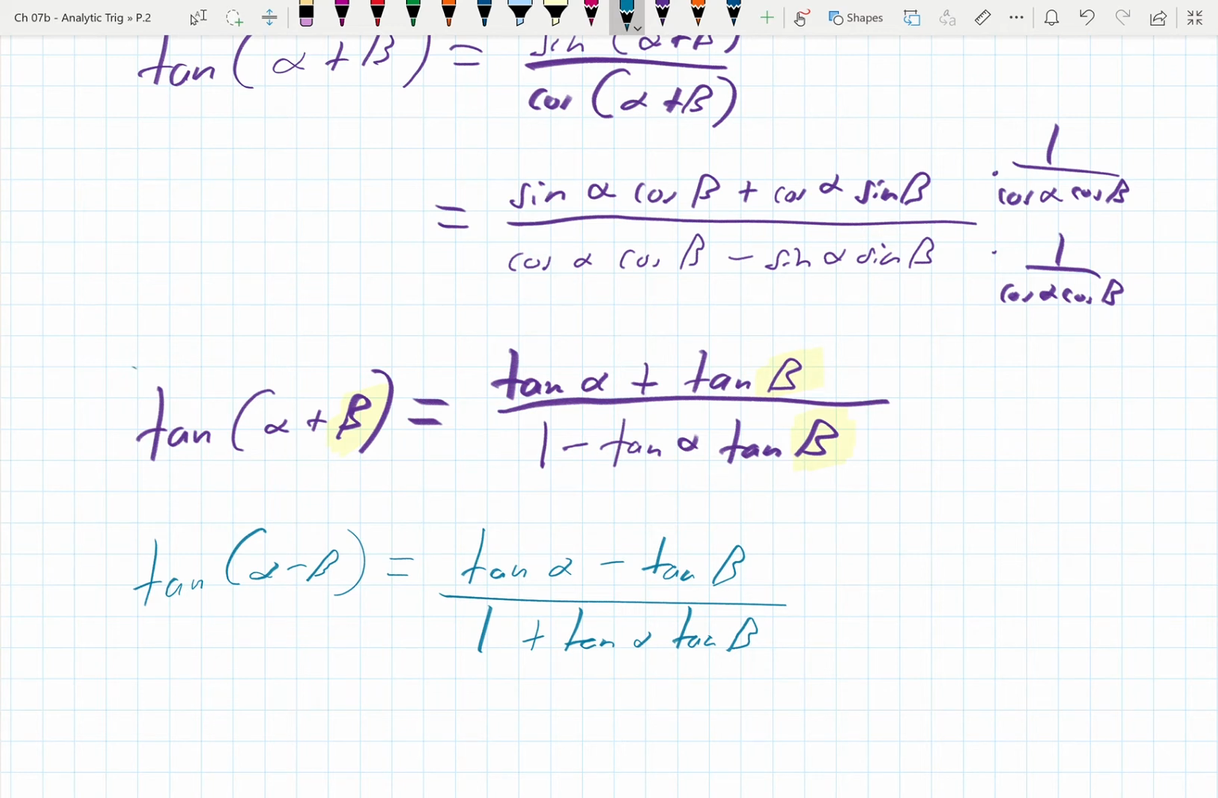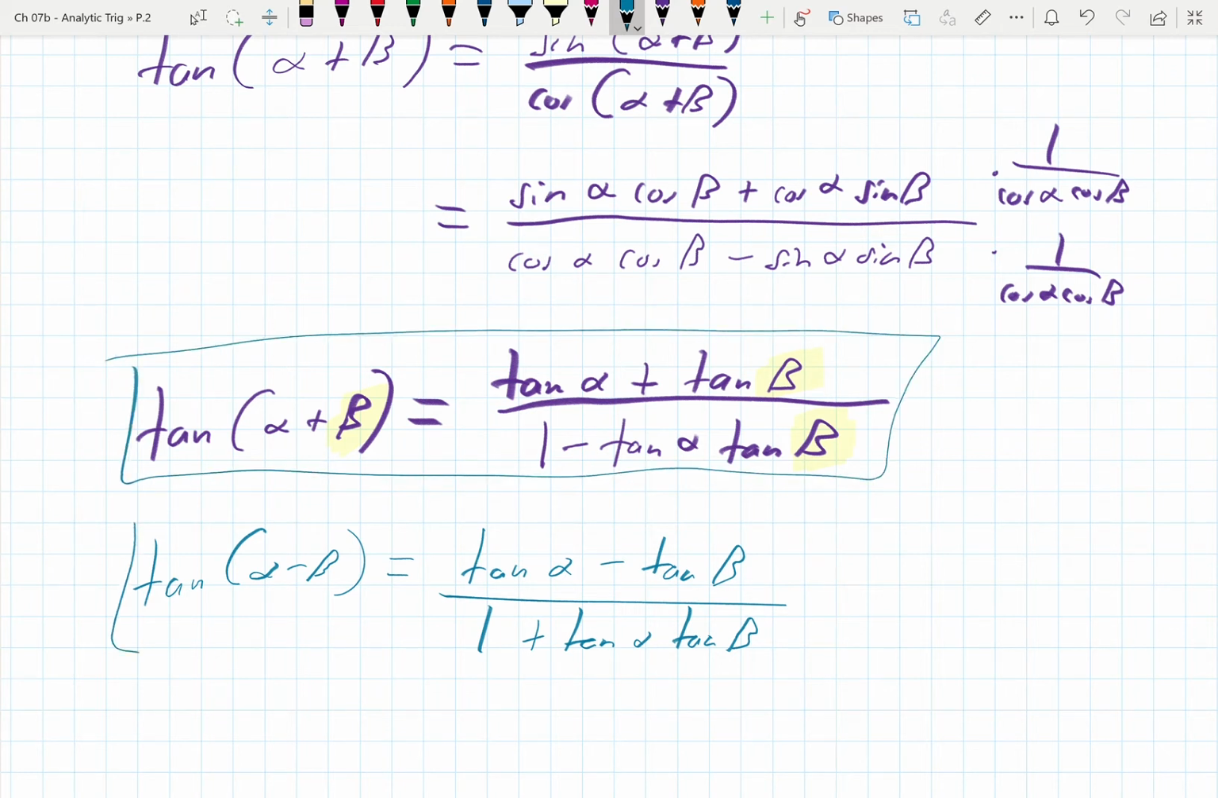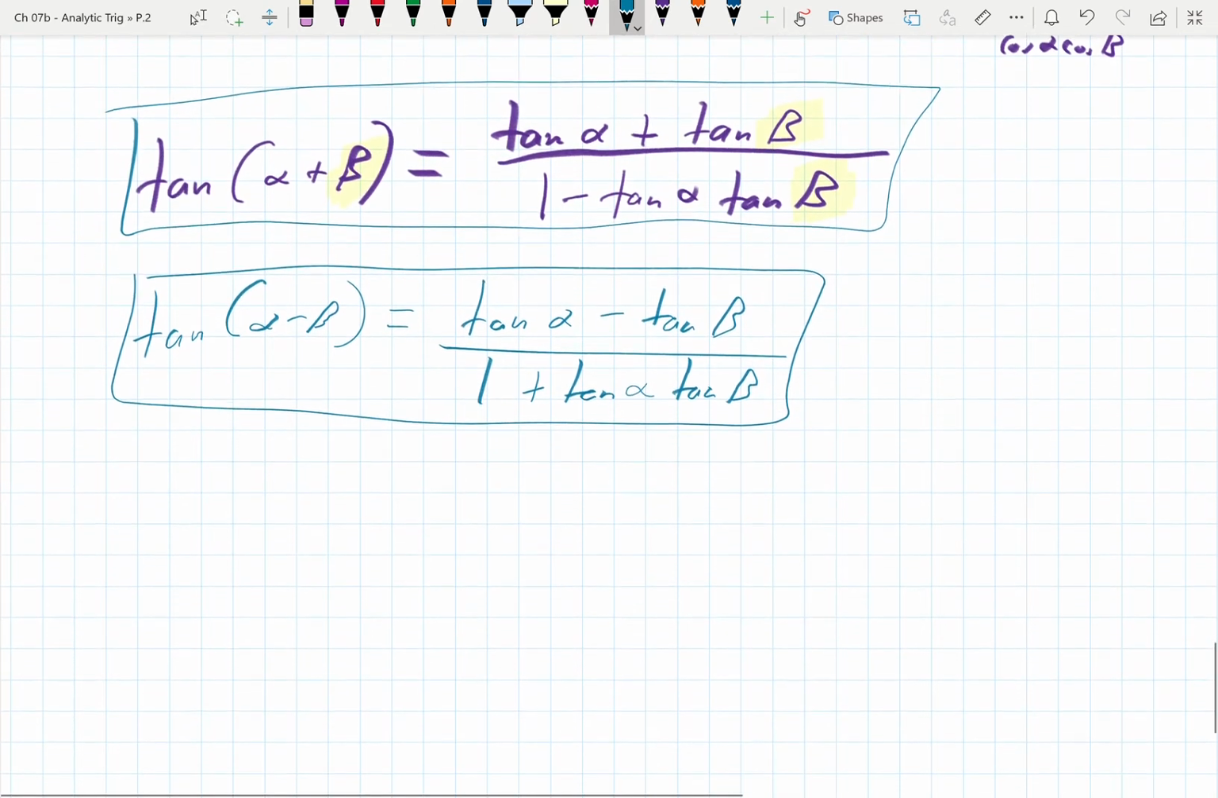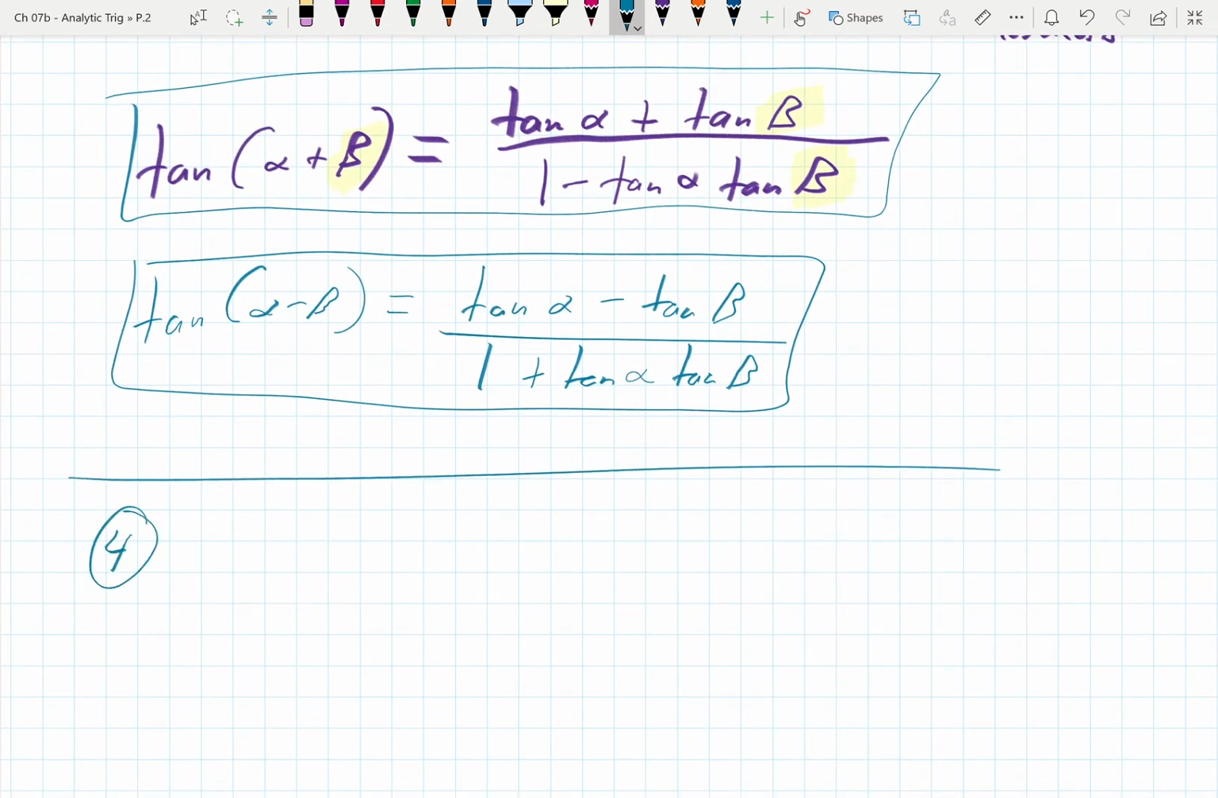I don't memorize the tangent ones. I rederive them. It's just easier on me to go that far. You can memorize them if you want to, but you do need to memorize the sine and the cosine ones. So I'm going to wrap this up with an example of tangent and then just leave it to you.